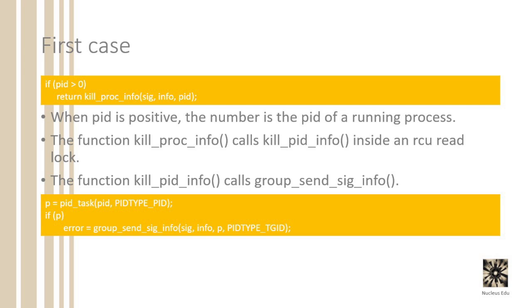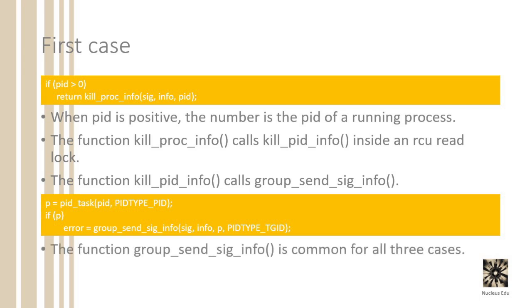And this is where we stop here, because what we'll find out later is that this function is common for all three cases. All three cases start with different functions but end up in the same function, and that function will further complete the processing of the signal. We will stop here, look at the other two cases, and then come back to this group_send_sig_info function to see how it's processed for all three.